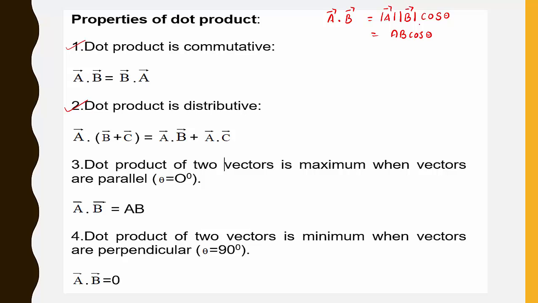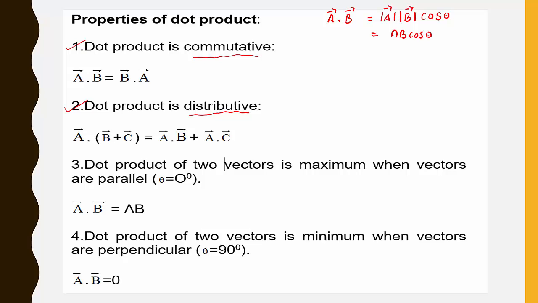This scalar product is represented by a dot, so we call it the dot product, and this dot product is commutative. We already proved the dot product is commutative, as well as distributive. Commutative means A dot B equals B dot A. The distributive property means A dot (B plus C) is equal to vector A dot B plus vector A dot vector C. So these two properties we already studied in the last class. Let us continue with the third property.